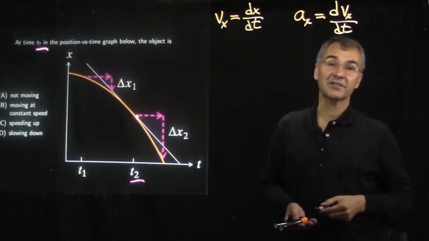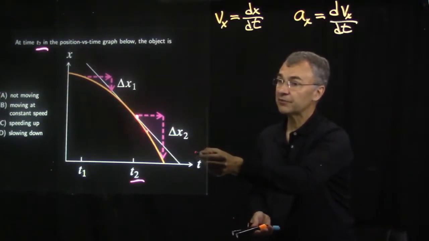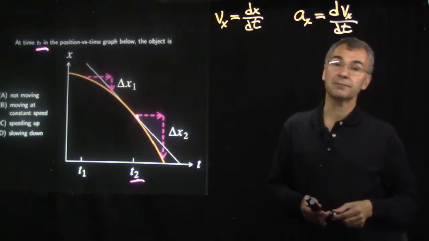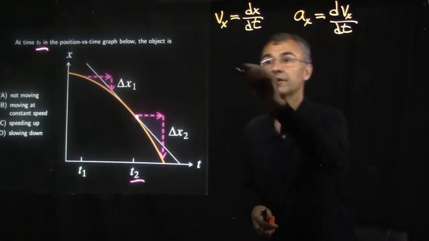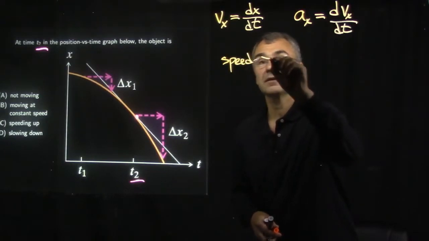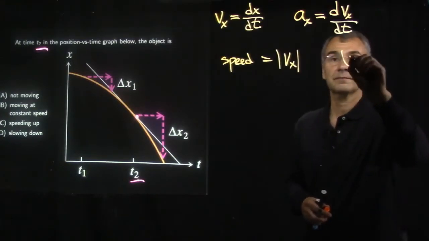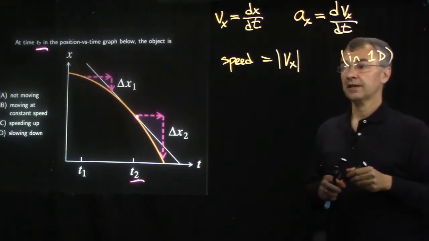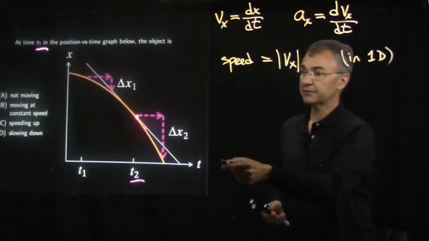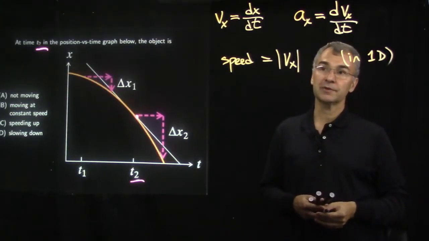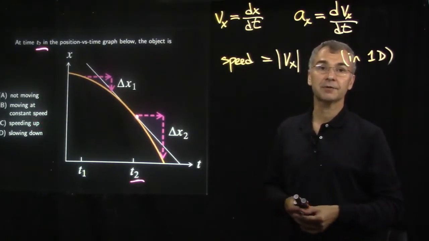Is it slowing down? Let's consider D first. Well, as time increases, it seems as if the magnitude of the slope is getting bigger and bigger. So I actually think it is speeding up. So that's C, Charlie. That's because speed is the absolute value of the x component of velocity in one dimension. And we can see that the slope is becoming more and more negative as time goes on. So the speed is indeed increasing. So I think I like C, Charlie. It's speeding up.